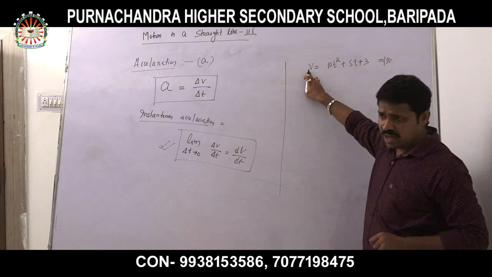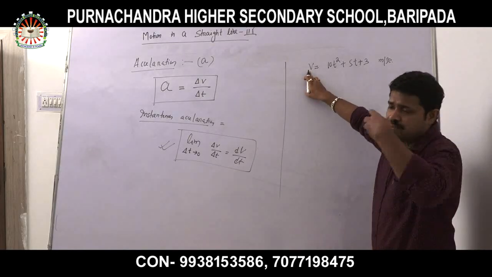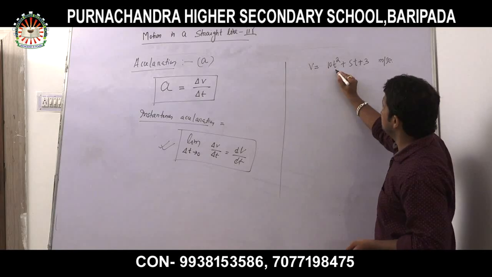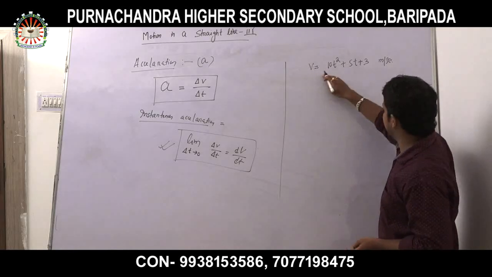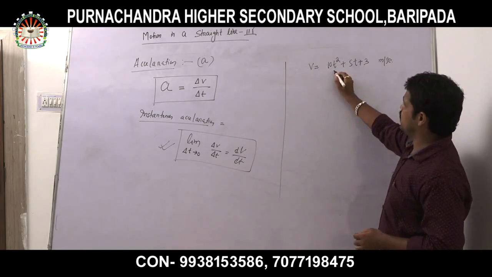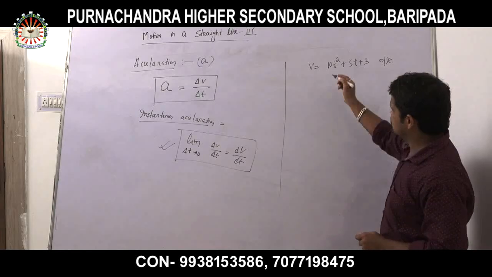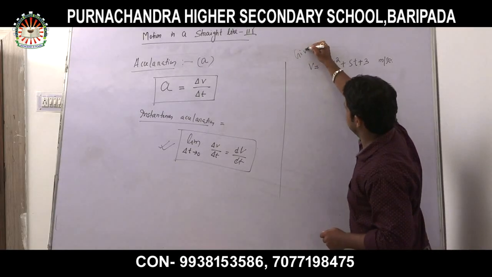So the velocity of an object which is not a constant velocity, which is a varying velocity, because the velocity depends upon the time, is represented in this manner. V is a function of time, so V is equal to 10t square plus 5t plus 3 meter per second. Okay, this is given.